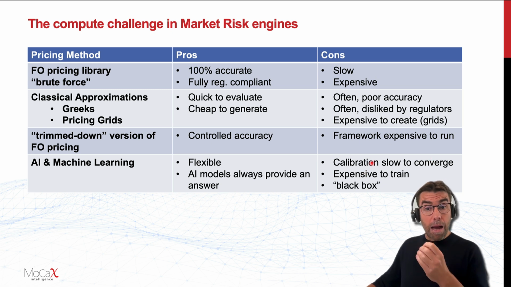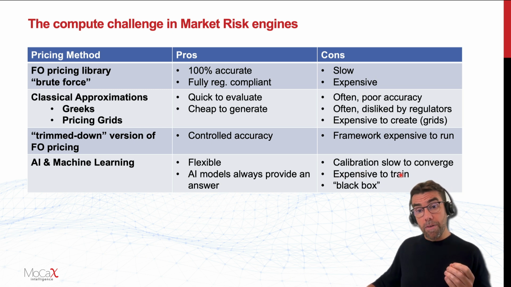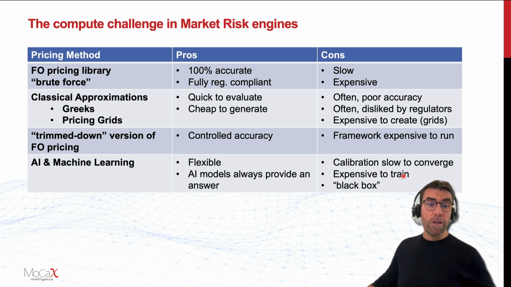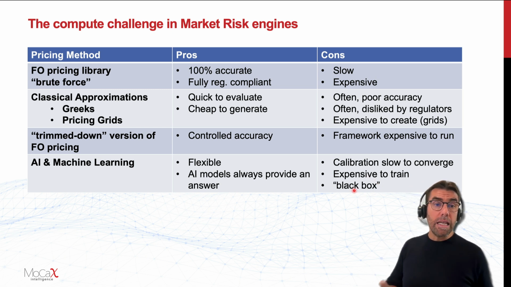And also, because of that, it is very expensive to train because you need a huge amount of sampling. And also, a downside of this type of methods is that they tend to be a black box, and regulators don't like that. It is a method that, if it delivers an answer that we don't understand, that is a bit strange, we really don't know why.